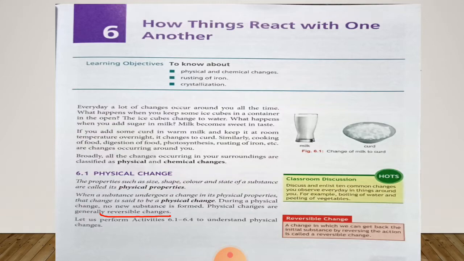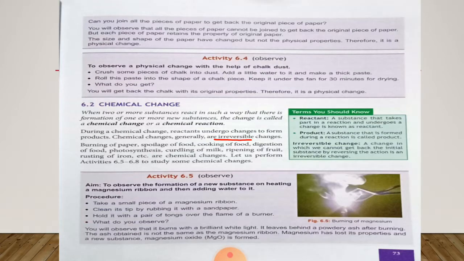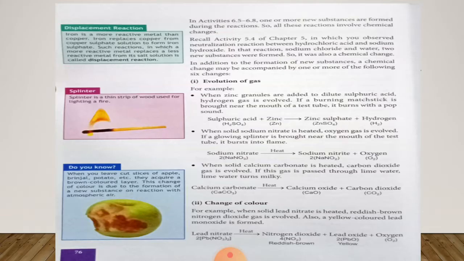In this chapter, we have seen physical change, some activities which are based on physical change. We have seen chemical change and some activities which are based on chemical change. Now in this class, we are going to see some reactions of chemical changes. So students, open page number 76 in your science book and keep a pencil with you to underline hard words.